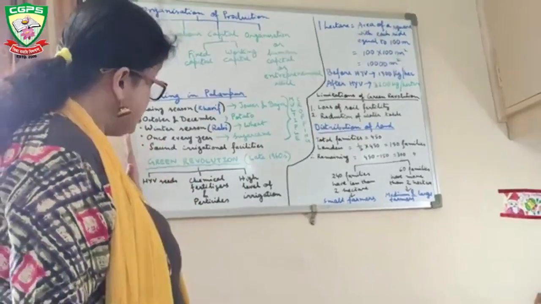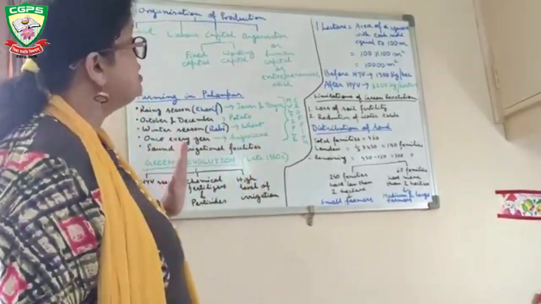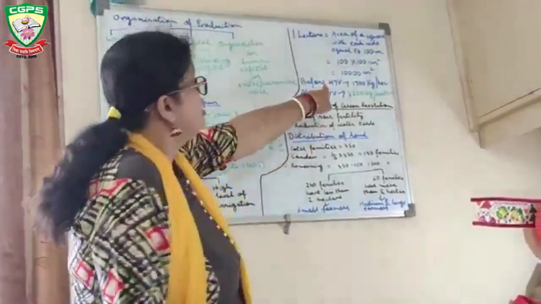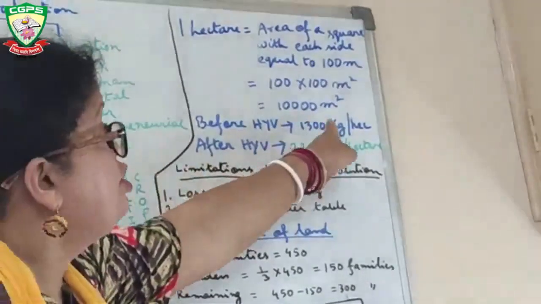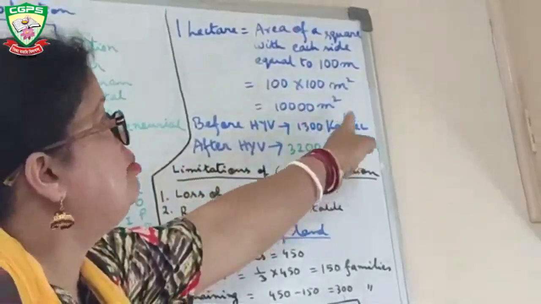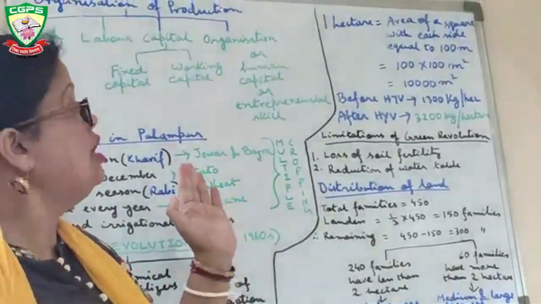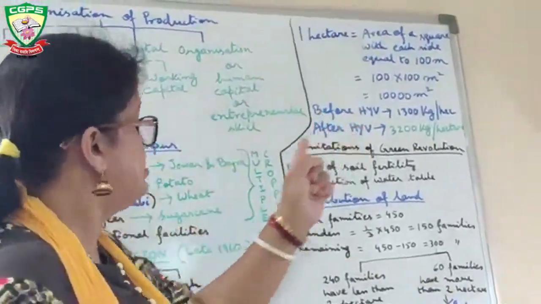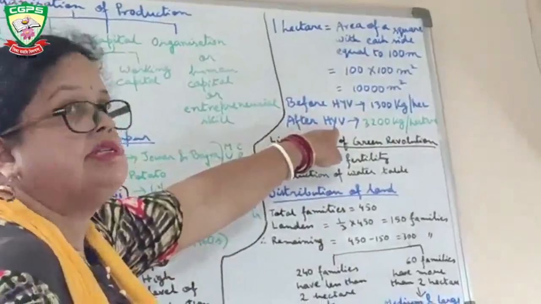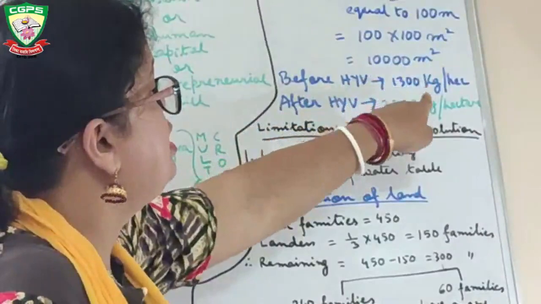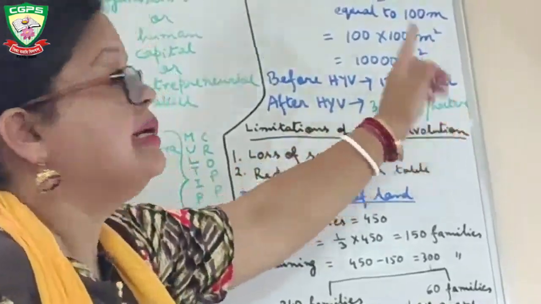Now, after green revolution technology was adopted, you can see that here. Just look here. Before HYV, 1300 kg per hectare production was there in Palampur. But after this introduction of green revolution, after the use of HYV seeds, this production increased to 3200 kg per hectare.